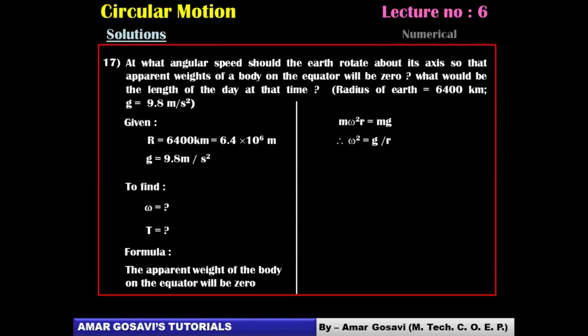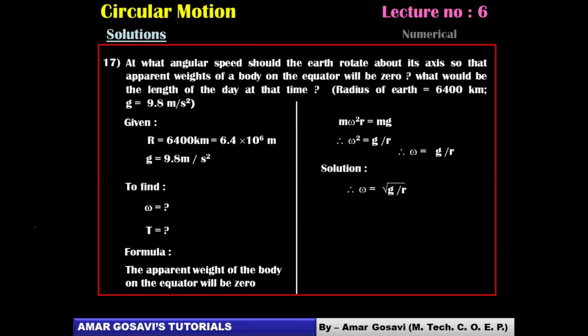If you observe, omega will be root g by r. It's not g by r, it is omega is root of g by r. So make that correction. Here in the solution they have mentioned it clearly. So omega would be worked out as root of g by r.